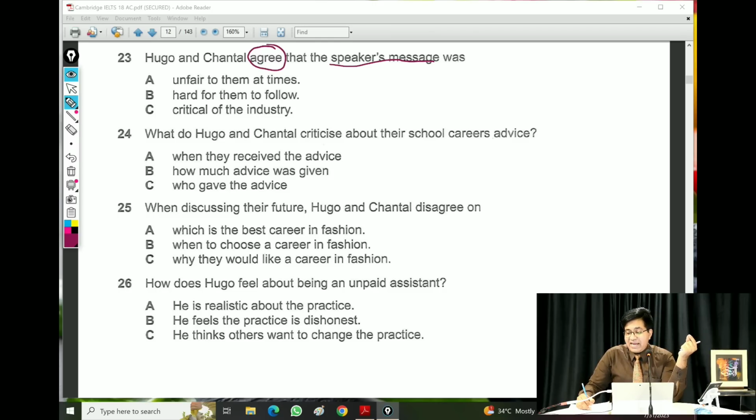Exactly. Okay, we are just the first year students and we've got a lot to learn. What does that mean? B, hard for them to follow? No. A, unfair to them at times. The speaker's message was unfair to them at times. Please listen to it again.